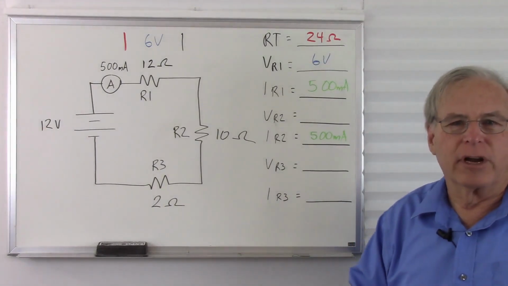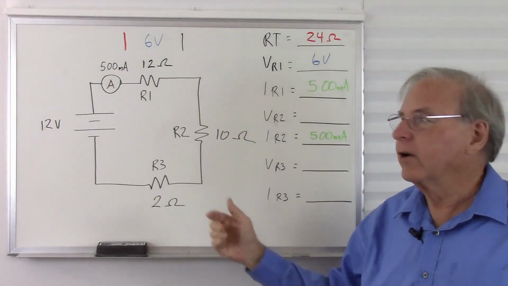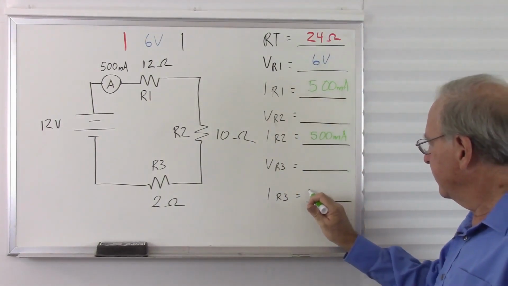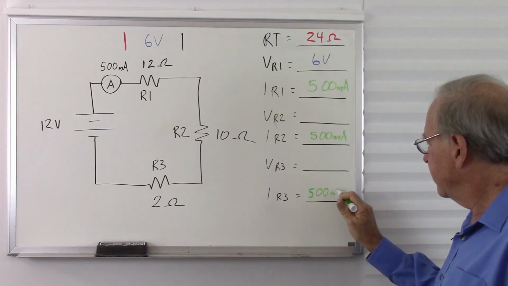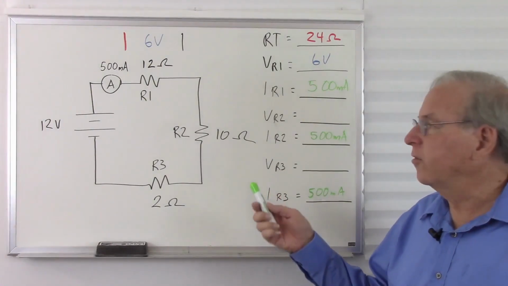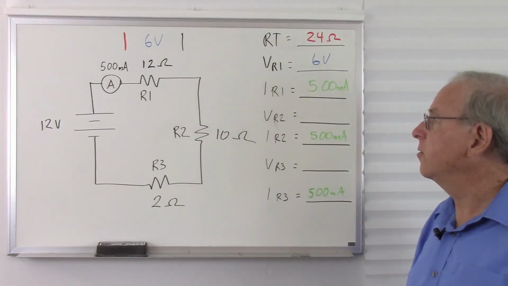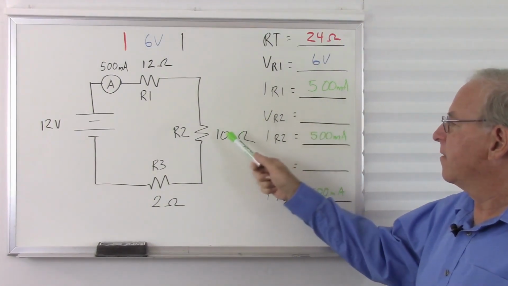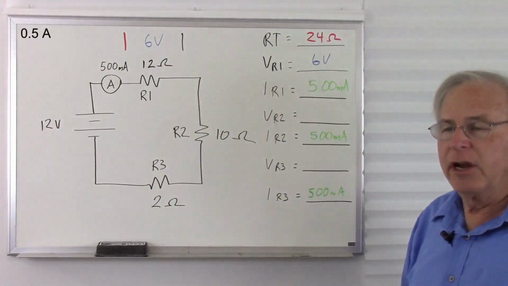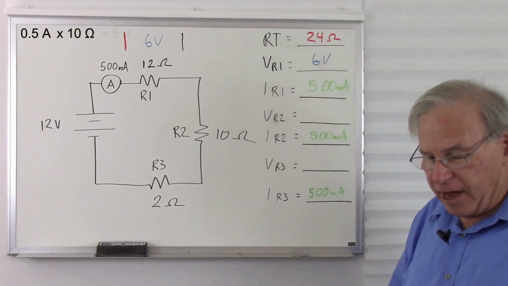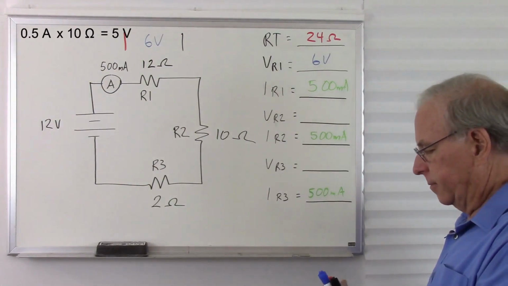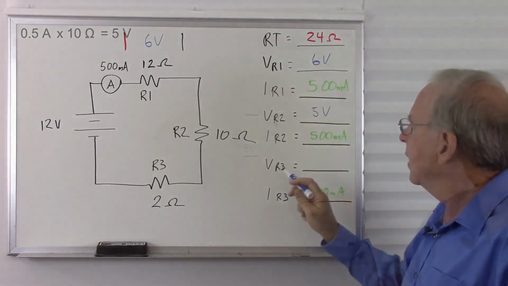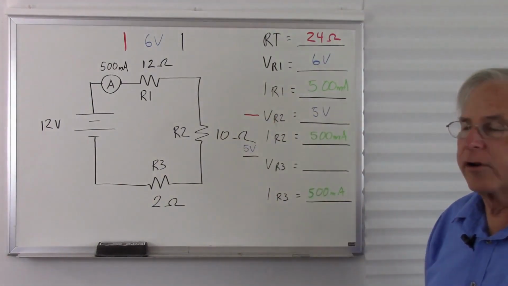And so that was a bit of a trick question. Yes, the current is the same everywhere. So no matter where we are in the circuit, we have the same current, 500 milliamps. Might as well put it here. So now the question is, what is the voltage across R2? And once again, if you don't know your voltage, you multiply. We have 500 milliamps times 10 ohms, so that's going to be 5 volts. So there's our 5 volts across R2.